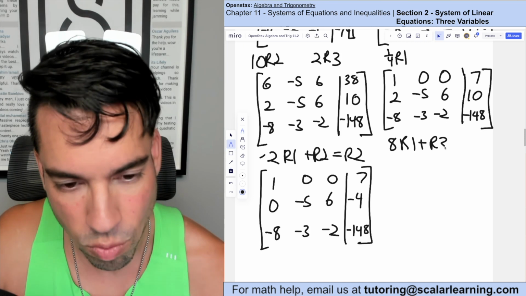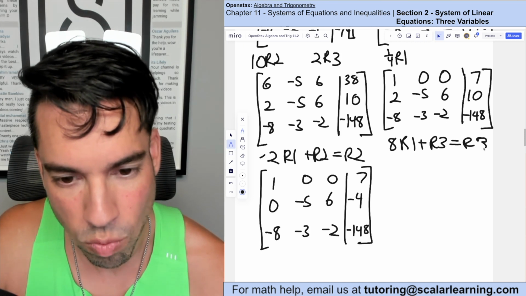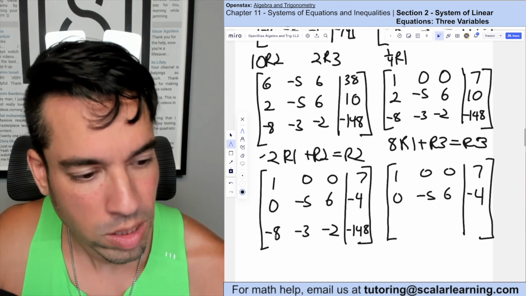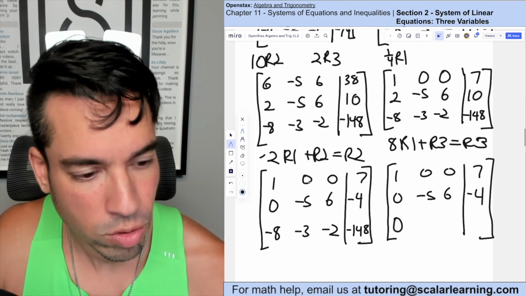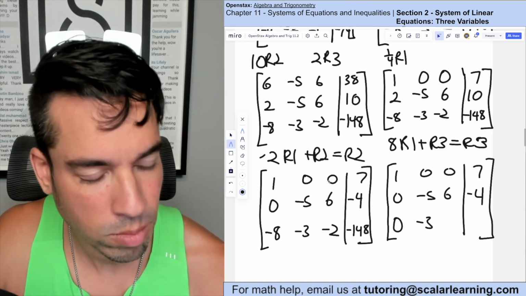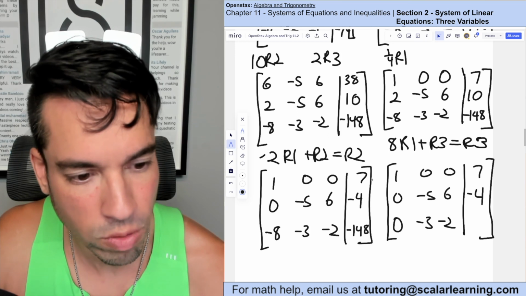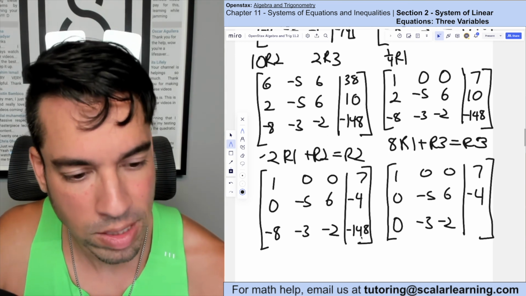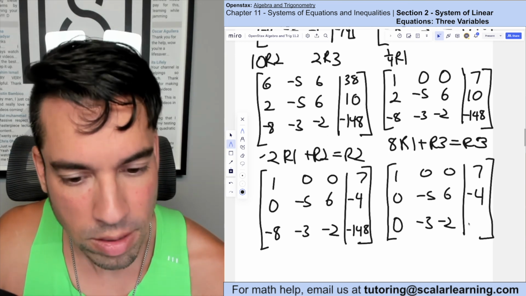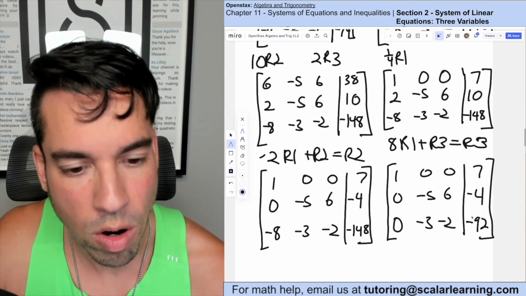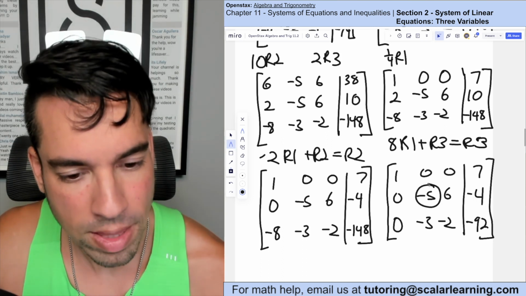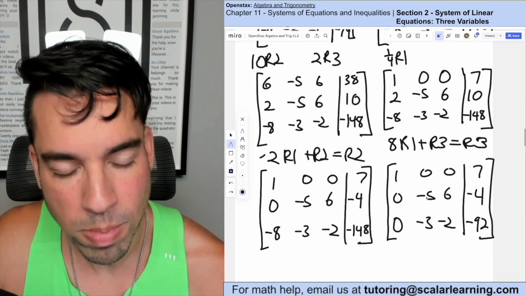I'm going to add it to row 3, and that's going to be our new row 3. Let's write it out. So 8 times 1 is 8 plus -8 is 0. 8 times 0 is 0 plus -3 is -3. 8 times 0 is 0 plus -2 is -2. 8 times 7 is 56 plus -148 is -92. All right, awesome. Next, I'd love to flip this to a 1 so I can multiply it by -1/5.